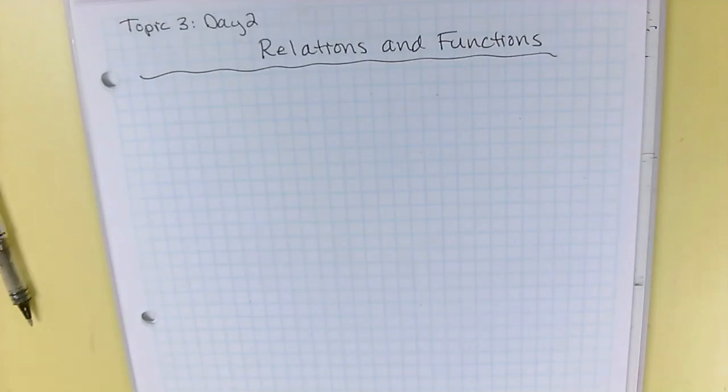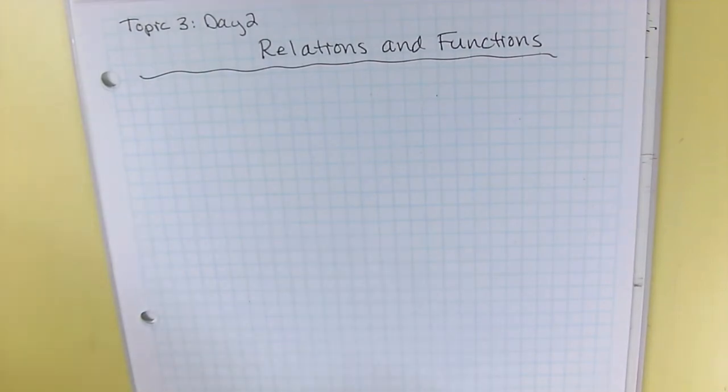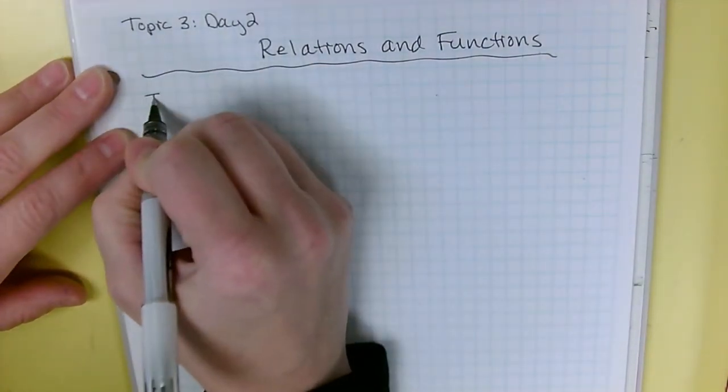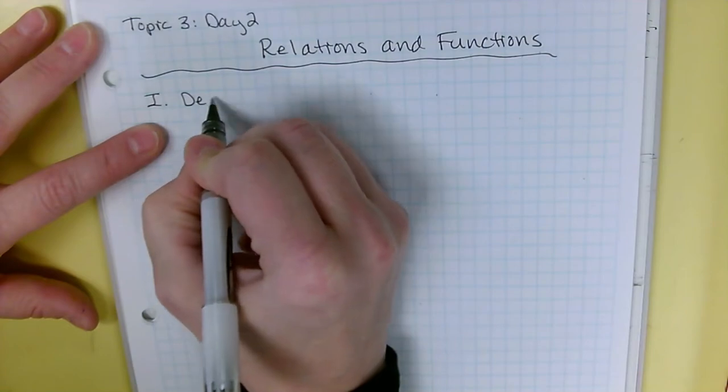All right, this is topic 3, day 2, relations and functions. Today's topic concentrates on the relationships between X and Y and the relationships between numbers. We still are going to see roster notation on this because that's an integral part of what we do. But we're going to go on to relationships. So Roman numeral 1 is definitions.